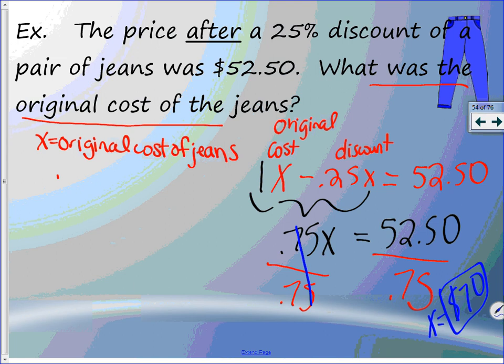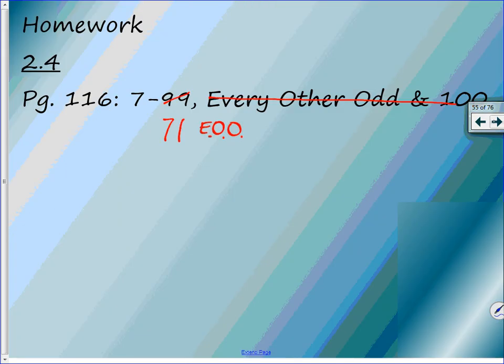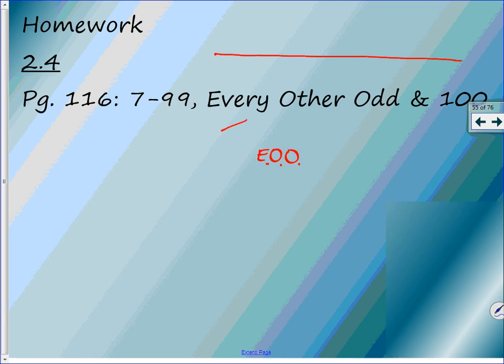All right. So what we are going to do is the rest of this assignment. So you're starting at 75 and going to 99, every other odd till the end.